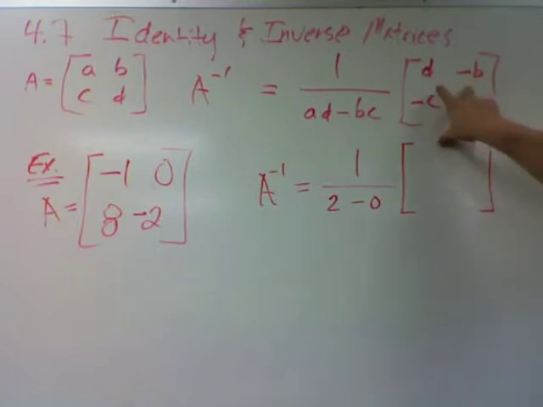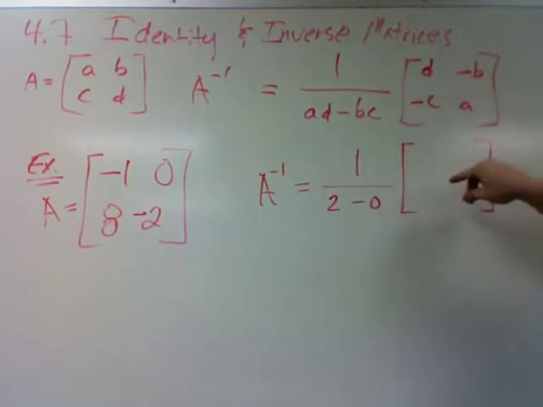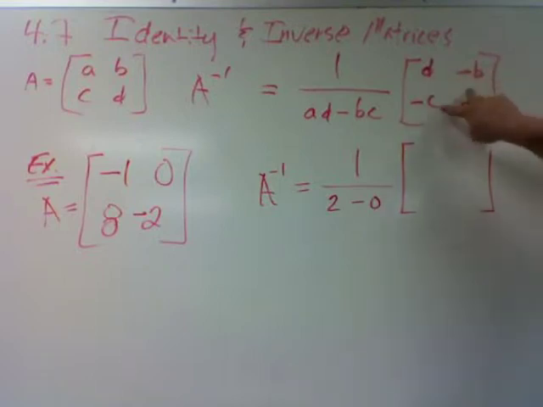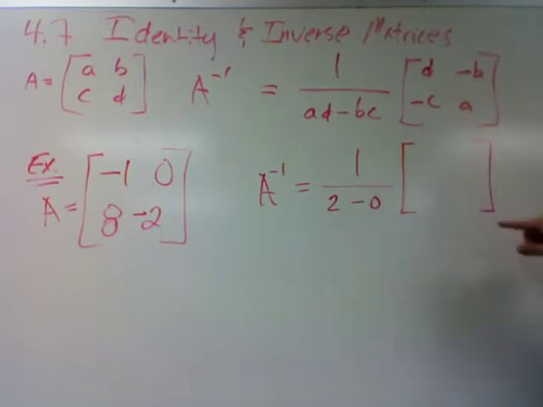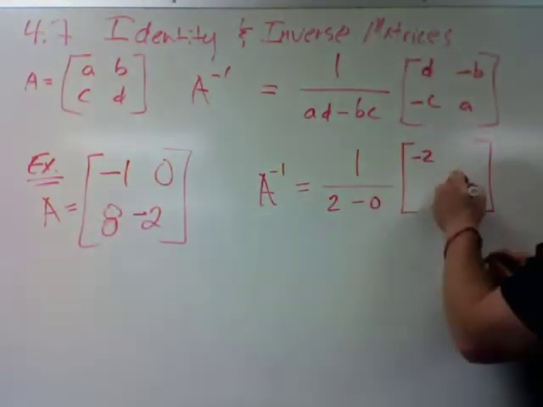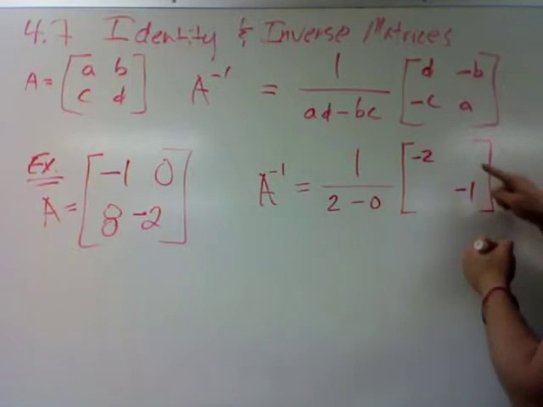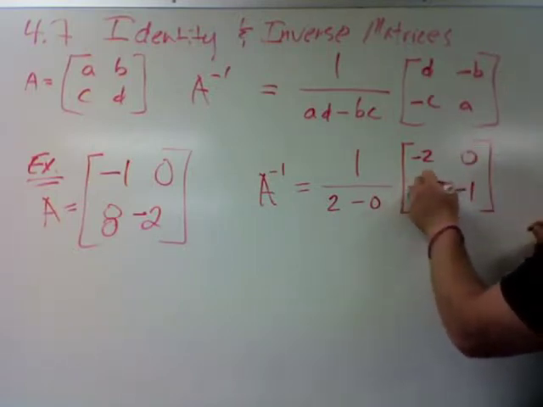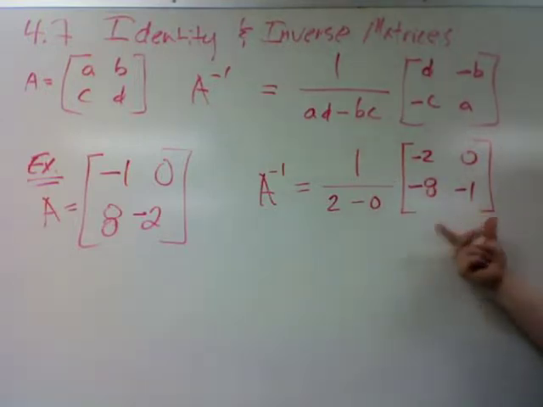Now, all I have to do is fill in how the matrix gets flipped around. Notice this diagonal gets flip-flopped, so A goes down here, D goes up here, and then on this other diagonal, it's negative. I just take the negative of B and the negative of C. So let's do that to my original. I flip-flop, so -2 is going to go right here, -1 is going to go right here. I take the negative of 0, which is just 0, and I take the negative of 8, which is -8. So now I end up getting this.